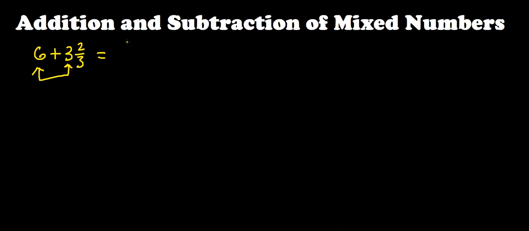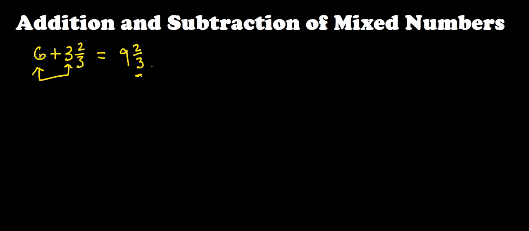So we add the 6 and the 3 to give us 9, and then we rewrite the fraction component of the mixed number, so 2 over 3. If there was another fraction attached to the 6, we would have to add that to the 2 over 3. But in this case, since there's only one fraction, the 2 over 3, we can just rewrite it. Hopefully that makes sense, because we're basically adding 6 whole units of something and 3 whole units plus 2 over 3.